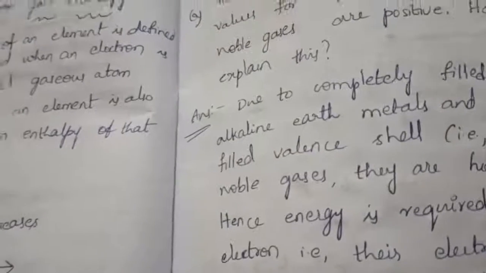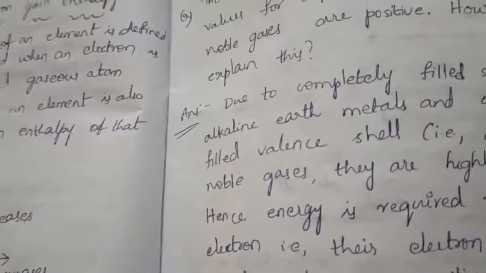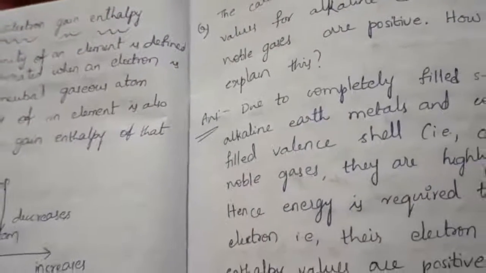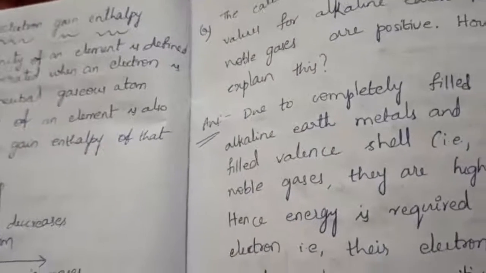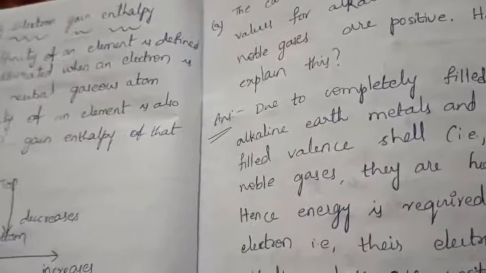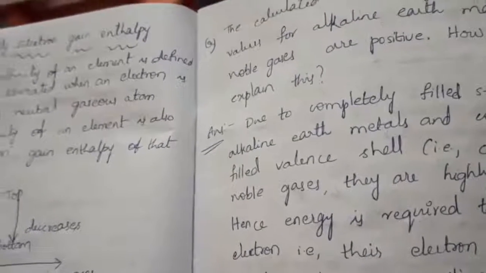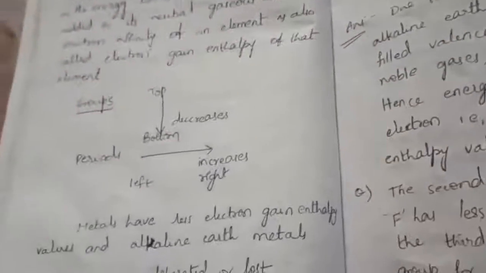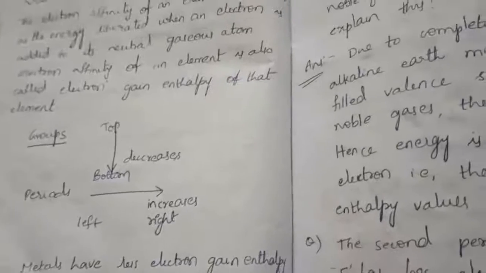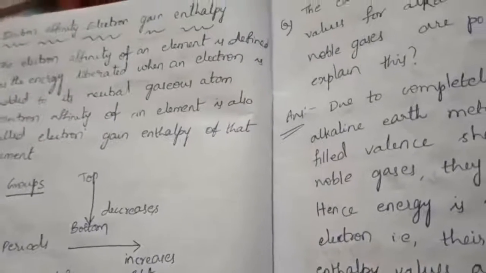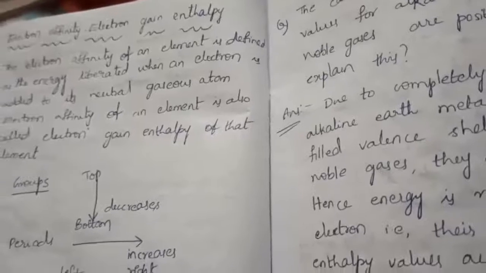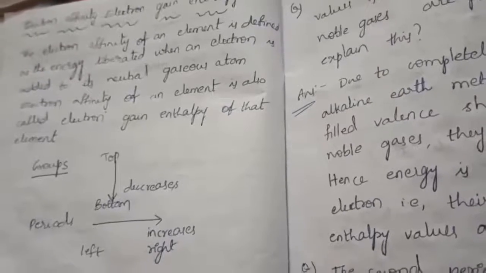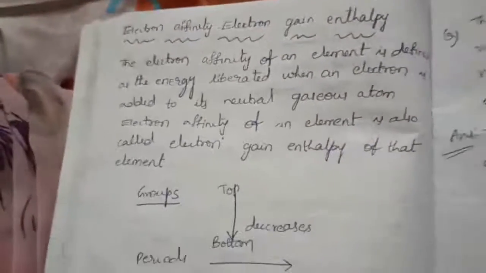In that manner, noble gases and alkaline earth metals, due to the stable configuration and completely filled valence shells, need more energy. So there is a need for absorption of energy rather than liberation of energy. That's why the electron affinity for alkaline earth metals and noble gases is positive. The energy change, whether liberation or absorption, for adding one electron to the neutral atom is called electron affinity. Don't get confused.